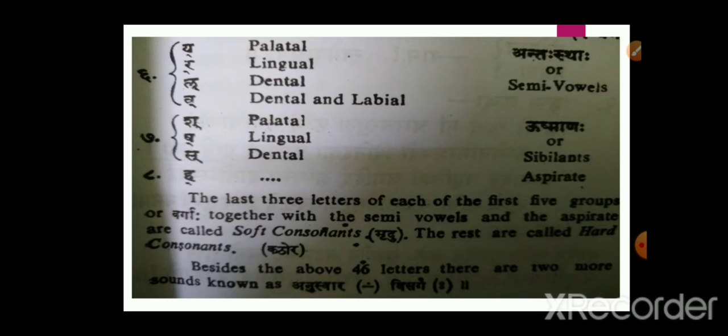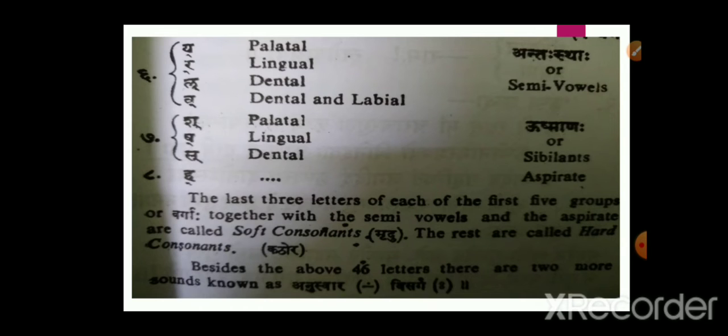That's why it is called a dental and labial group. So this is about the semi-vowels. They are 4 in number, which is called Antastaha in Sanskrit. Now let's see the 7th group. The 7th group is called as sibilants. Sibilants are 3 in number. They are called as Ushmanaha. What are those Ushmanaha? Let's see.